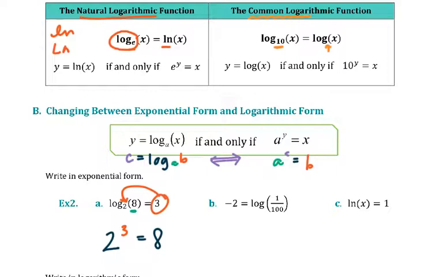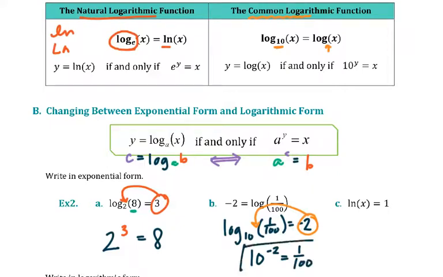All right, our next one. Notice we do not have a base written. If there is no base written and it says log, we assume that's a common log, base 10. So that's log base 10 of 1 over 100 equals -2. Converting, it's going to be 10 to the -2 equals 1 over 100.